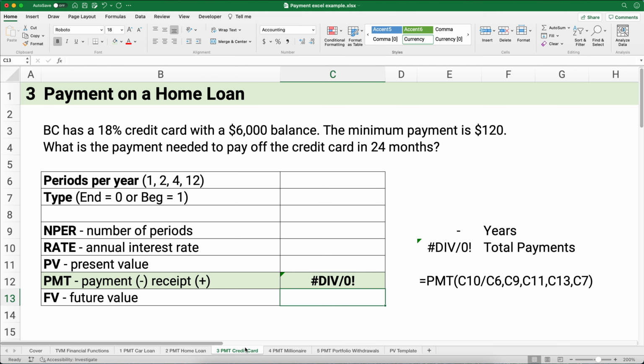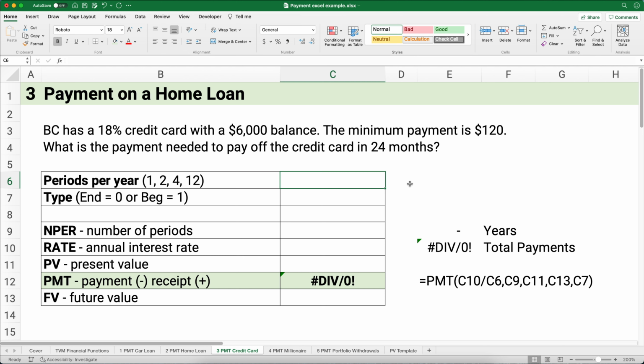All right, the next one is, let's do a credit card, and I'm going to set this up. Now, my purpose here is not to try to encourage you to have a credit card. I'm trying to discourage you to have a credit card, to pay off that balance, not carry a balance. It's a really, really expensive thing, and we'll show you how this works. So let's say BC has an 18% credit card with a $6,000 balance. The minimum payment is $120. What is the payment needed to pay off the credit card in 24 months? BC's gotten serious, like, hey, I don't want this credit card balance anymore. How do we pay it off?